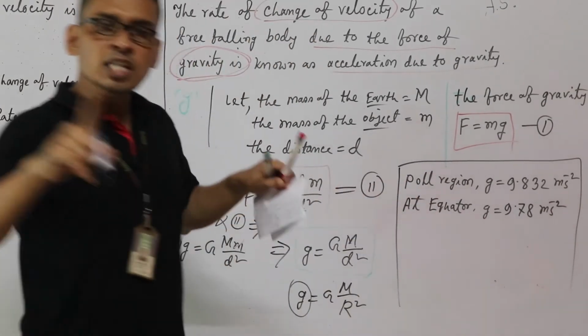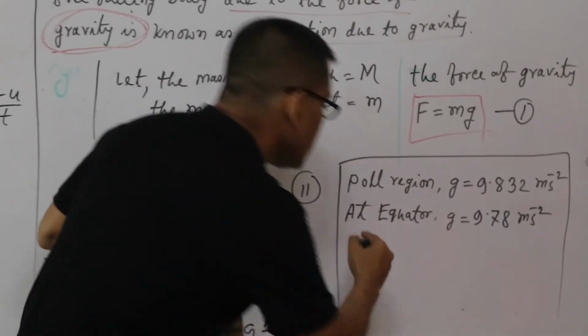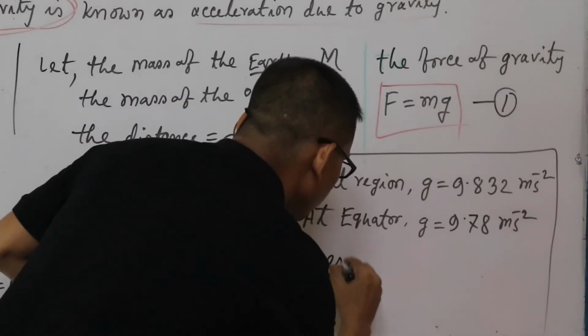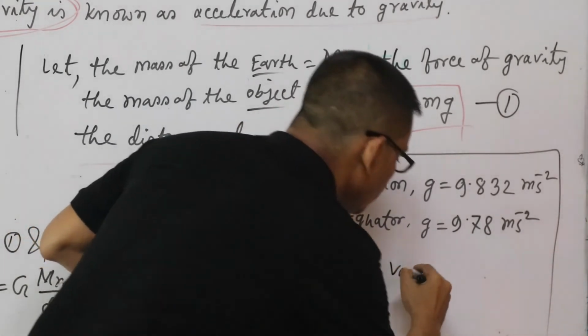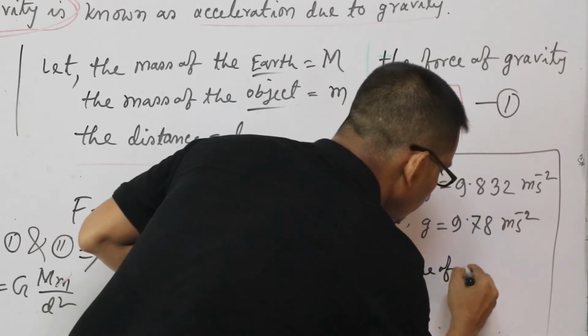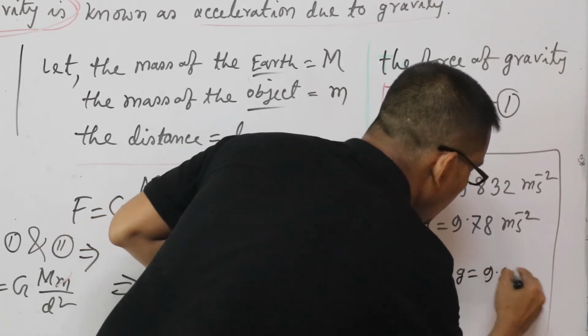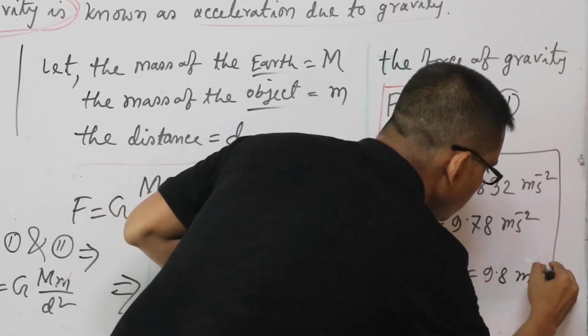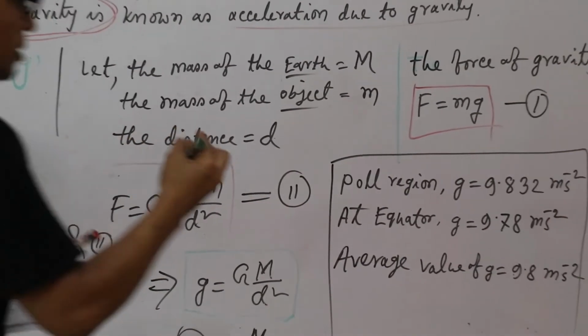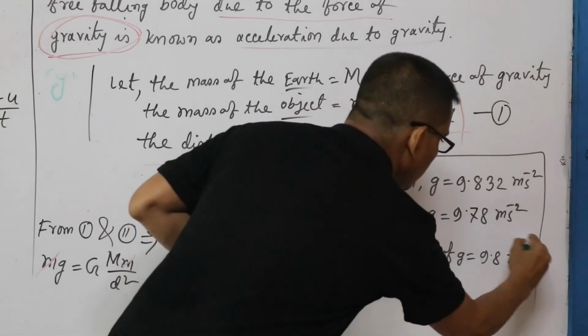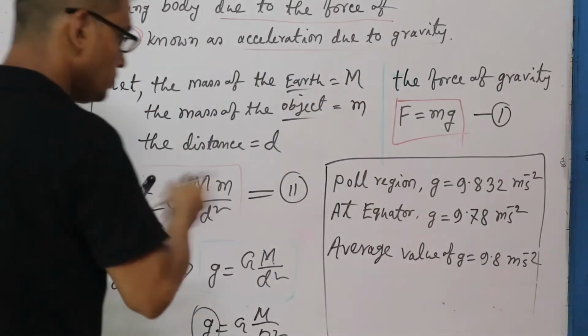But the average value of g is considered as 9.8 meter per second square. It is the average value of g.